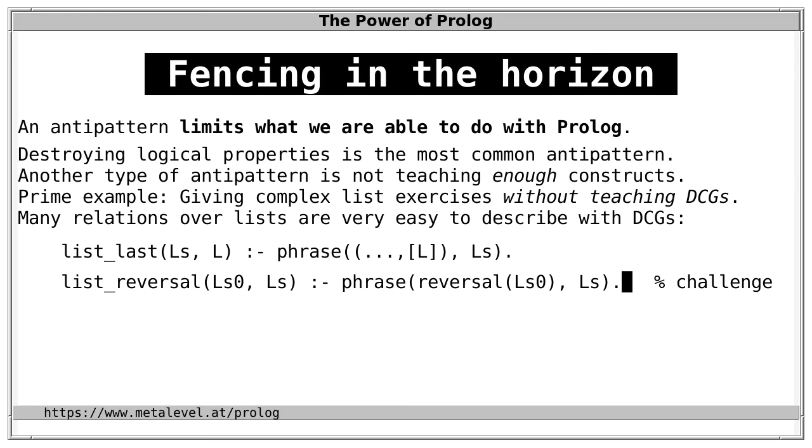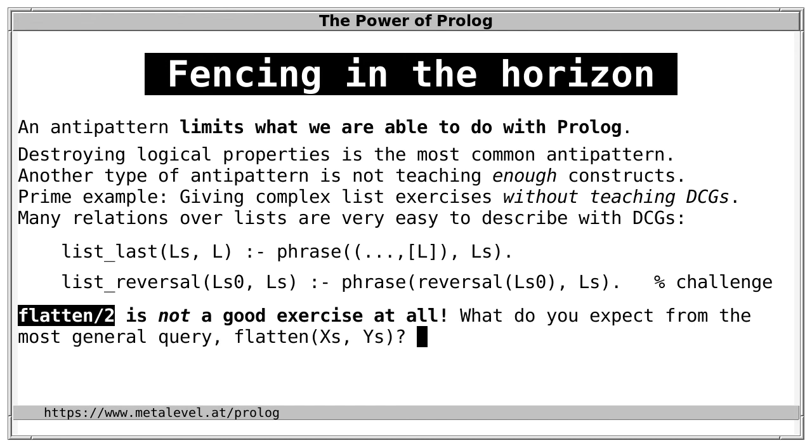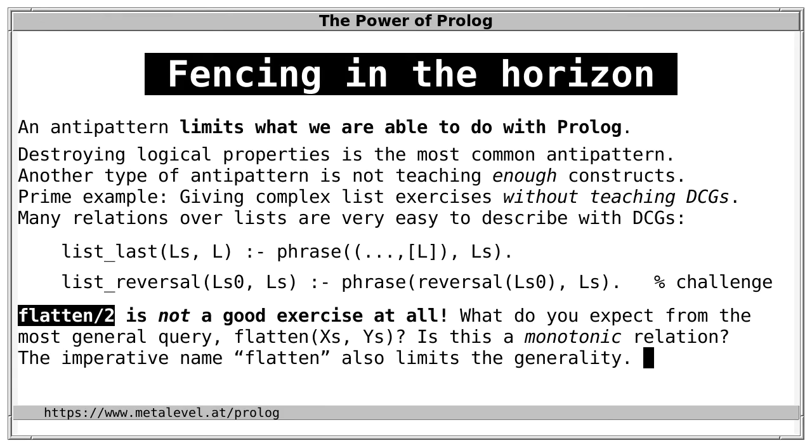And speaking of list exercises, flatten is not a good exercise at all, even though it's often given to students, because what do we expect from the most general query, where we ask, for which lists does it hold in general? Is this a monotonic relation? And can we implement it so that it preserves monotonicity? And the name flatten is already problematic in itself because it's an imperative. And thinking about a relation imperatively already limits the generality and what we can describe with it.